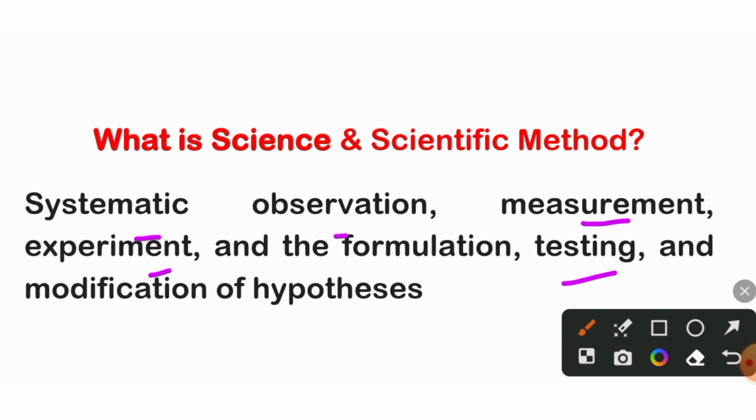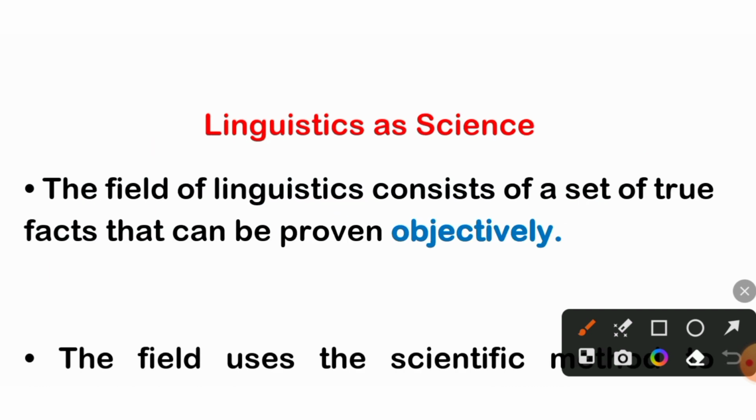As I told you in my previous video, linguistics belongs to social science. The social sciences field, not medical sciences. Let's see how this is a branch of social sciences. The field of linguistics consists of a set of true facts that can be proven objectively.